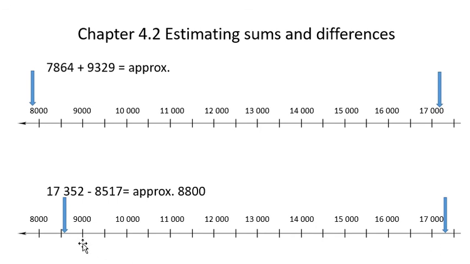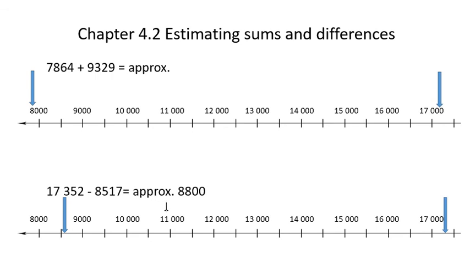So 9,000, if we start here and we count forward, 1, 2, 3, 4, 5, 6, 7, 8. I'm 8,000 away from 9,000 to 17,000. But there's this little distance here, and there's this little distance here. I have to add those in. So this whole distance would be 8,000 plus this distance plus this distance. So 8,000 plus approximately 400, and then 8,400 plus approximately 500.